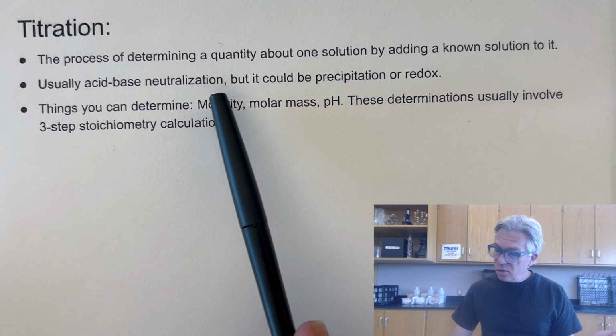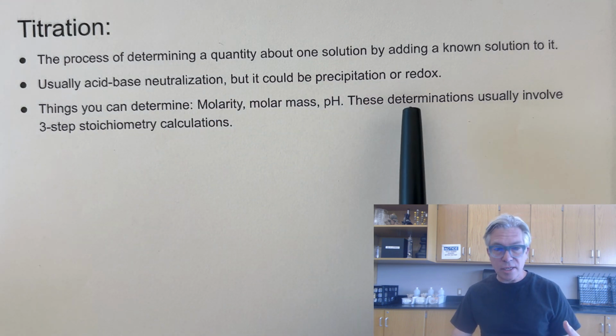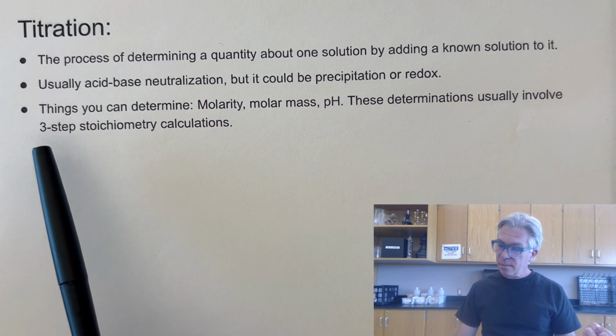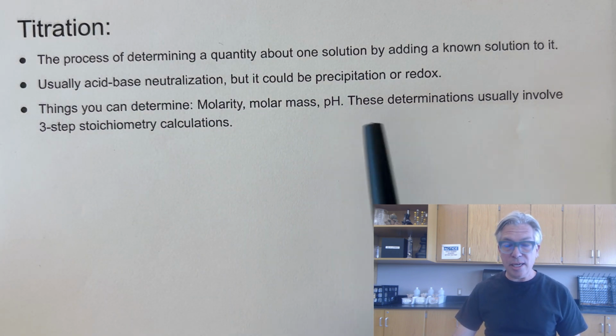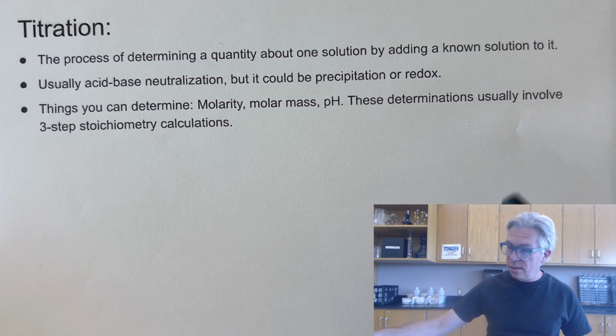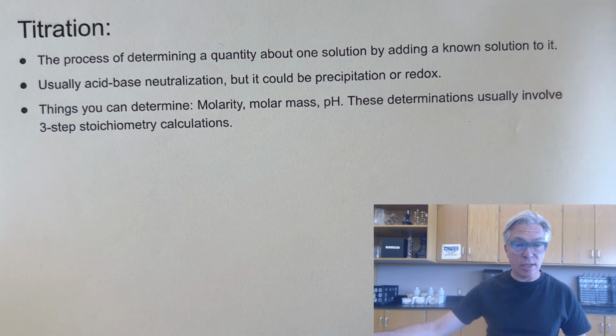Usually these are acid-base neutralizations, but it could be precipitation or redox. We do one of those in my class. Things you're trying to determine: sometimes it's a molarity, a molar mass, or a pH. These determinations usually involve 3-step stoichiometry calculations. So now that we've done stoichiometry, we'll be applying that here.